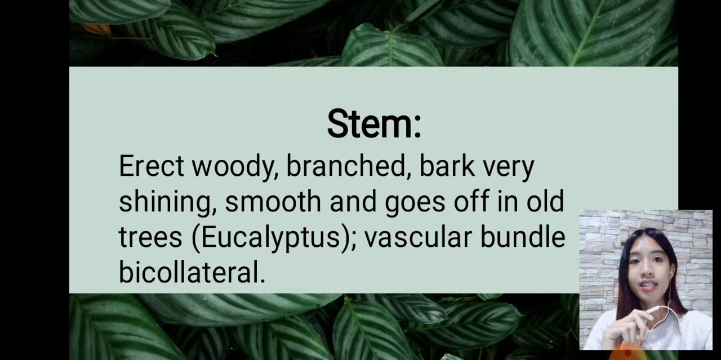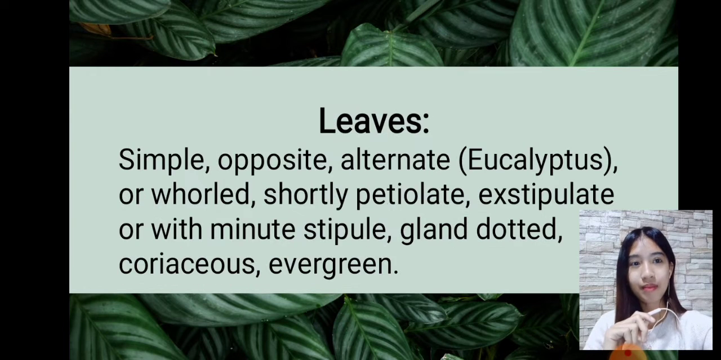Stem is erect, woody, branched, bark very shining, smooth, and peels off in old trees like the eucalyptus tree, and its vascular bundle is bicollateral. The leaves are simple, opposite, alternate, or whorled, shortly petiolate, exstipulate or with minute stipule. It is gland-dotted, coriaceous, and evergreen.